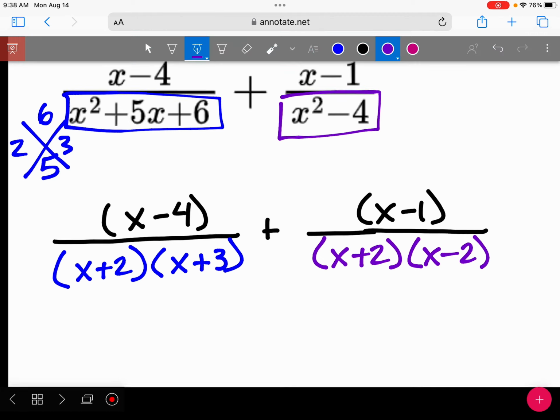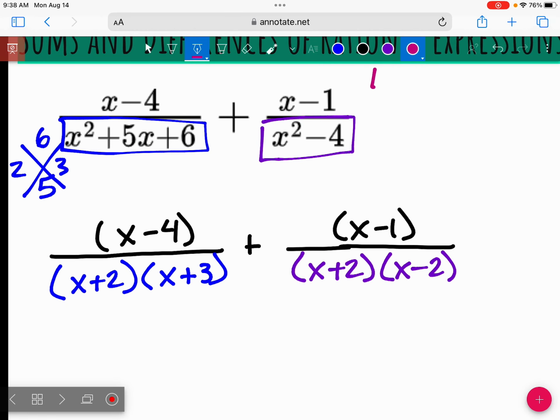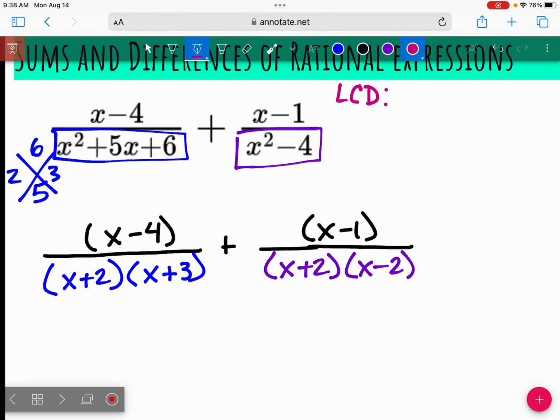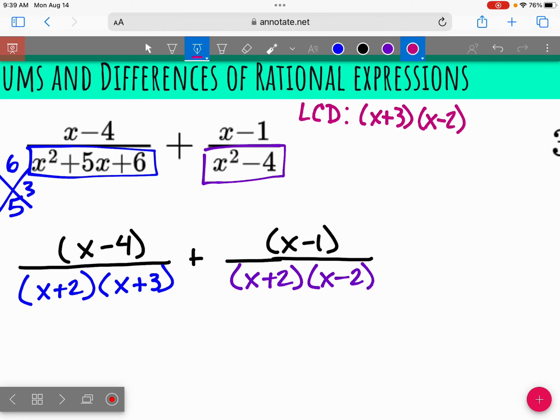Okay, so we've got it into factored form. Let's figure out what our common denominator is. What pieces need to be in the denominator? We need an x plus 3 in the denominator. What else? X minus 2. What else do we need? And an x plus 2. So it's going to have three pieces in there. Okay, so that is our common denominator, which means I'm going to need to multiply both fractions, which is okay.